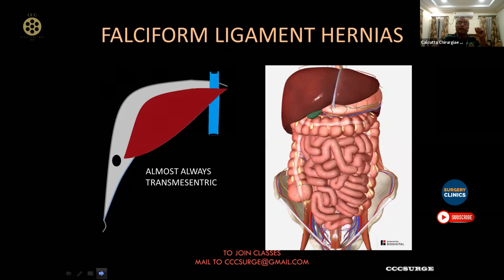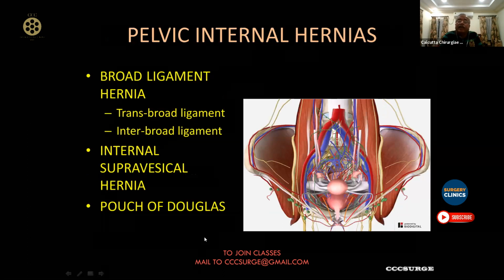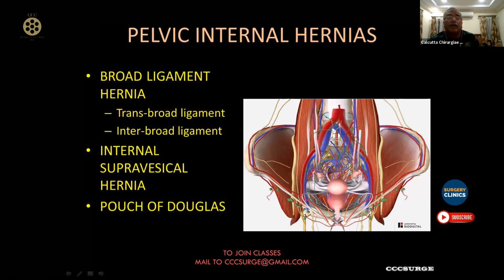Then the other important part is the pelvic internal hernia. I think Dr. Rudrajit Sinha has taken you through, he's done a beautiful presentation of the different ligaments. So first, let's look at the uterus-related hernias. You have the broad ligament hernias. It could be through the entire broad ligament, so it's a trans-broad ligament hernia, and it's fairly common.